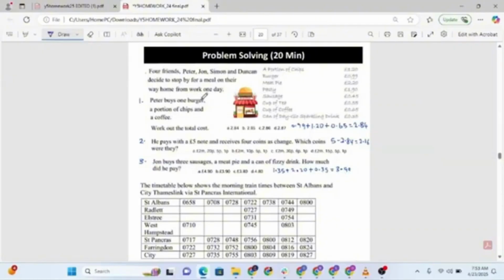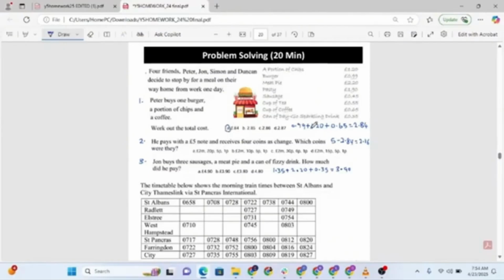Problem solving. Question 1. Peter buys 1 burger, 1 portion of chips, and 1 cup of coffee. What is the total cost? The correct answer is option A, £2.84.